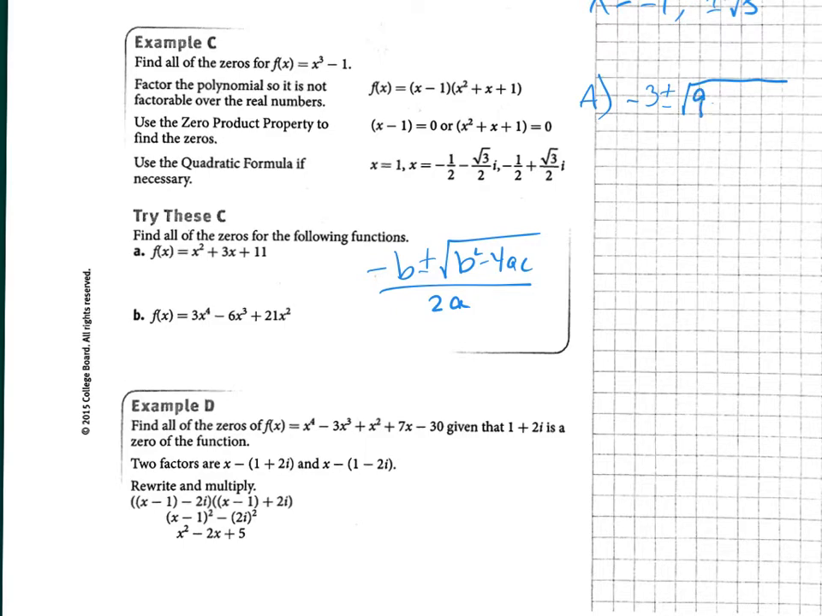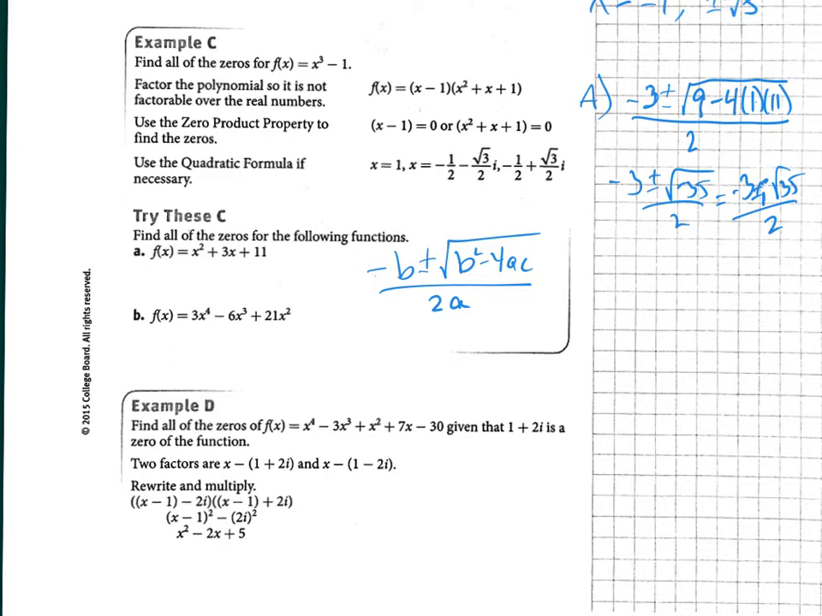So 9, and then the minus 4, A is 1 and C is 11. And sometimes if you just have that written down, even just to look at, it makes it a little bit easier. It's easy to make a sign mistake on the calculator. So we have 9 minus 44. So we have negative 3 plus or minus the square root of negative 35 over 2. So we have negative 3 plus or minus i radical 35 over 2. Oh, sorry, I can't really read that.